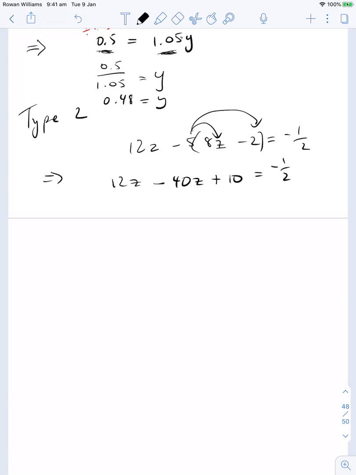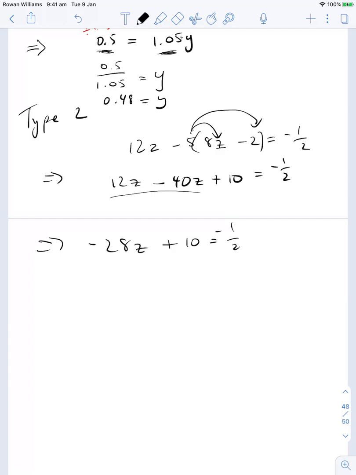Now I want to get all my numbers on one side and all my variables on the other. So we can actually join these two terms up here now. So what I'll do there is I'll change that into minus 28z when I have 12z minus 40z, plus 10 equals minus a half.